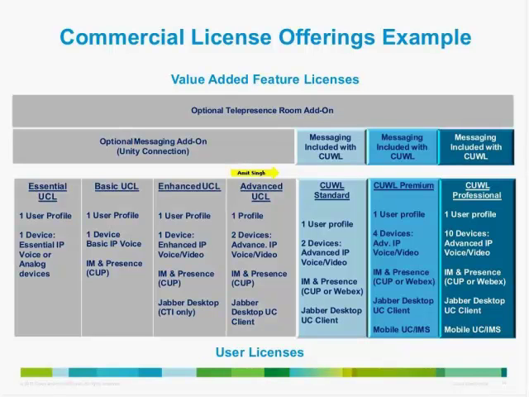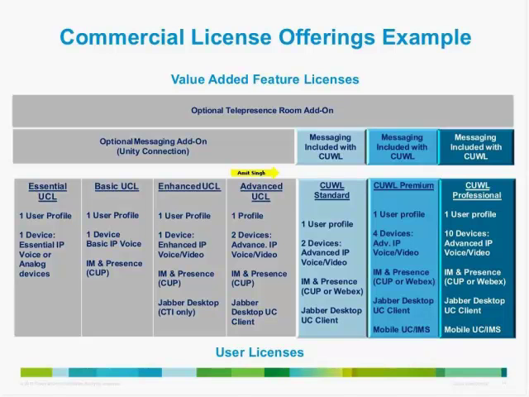So Essential UCL, here we can see that it will have one user profile. That means you have one end user, and it's using one device. So that's the most basic license in your environment. Say you just have a user and you have associated an endpoint to it, and they're just using that endpoint for basic call signaling, that's what you need. Then you have basic UCL, and the way you will see it is the features or the number of endpoints keep increasing as we go up the licensing model or the package.